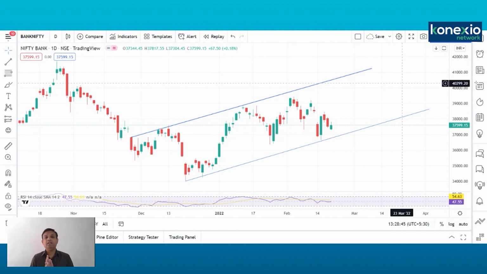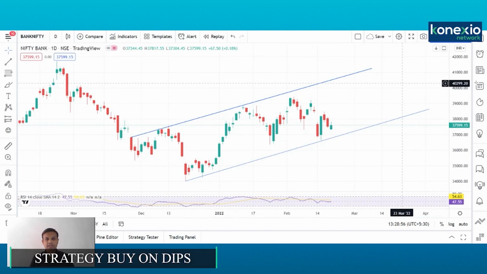But as I said, looking at the monthly expiry, we might see highly volatile trading sessions from Monday to Thursday. So traders are suggested to trade with strict stop losses, and the strategy should be buy on dips for the next week.